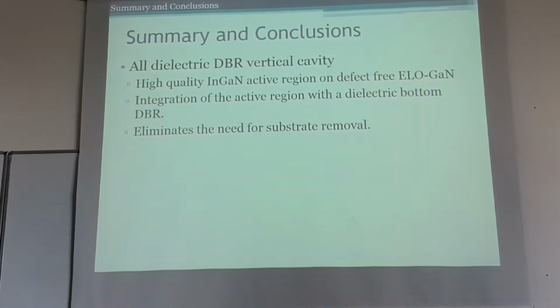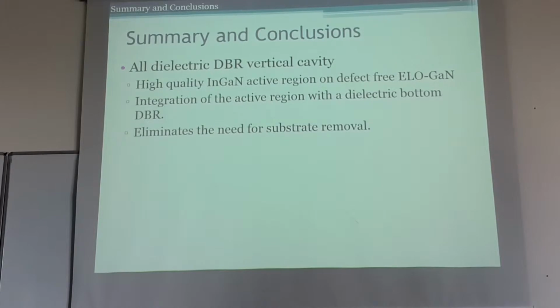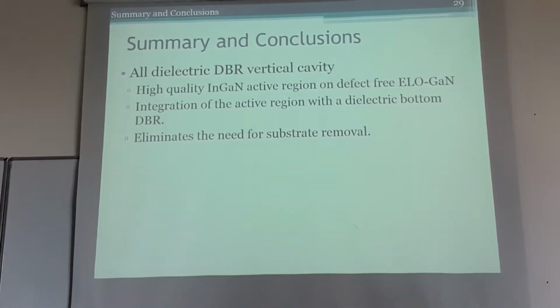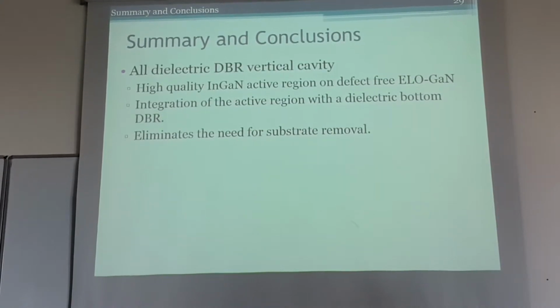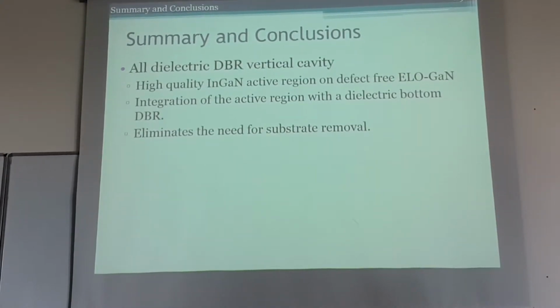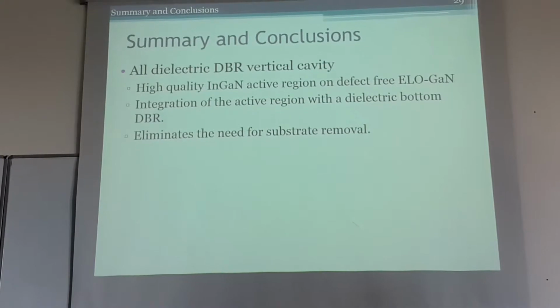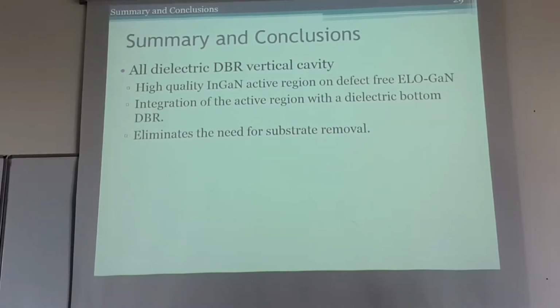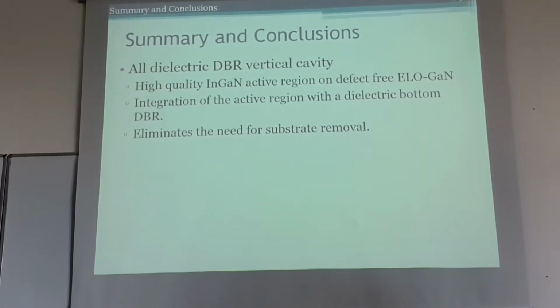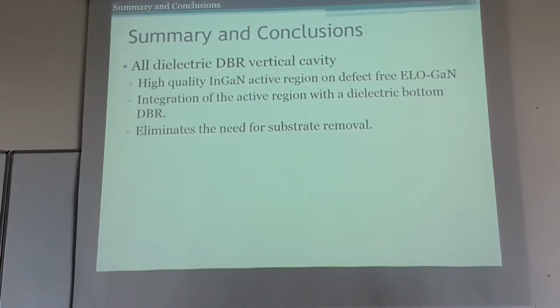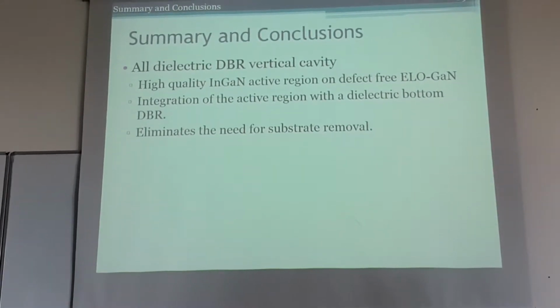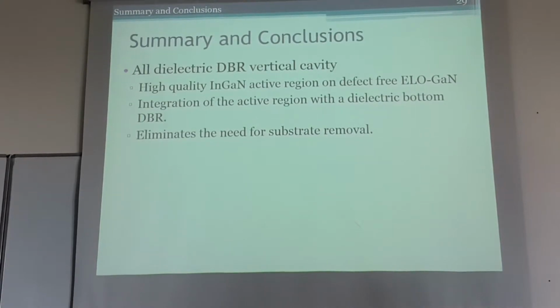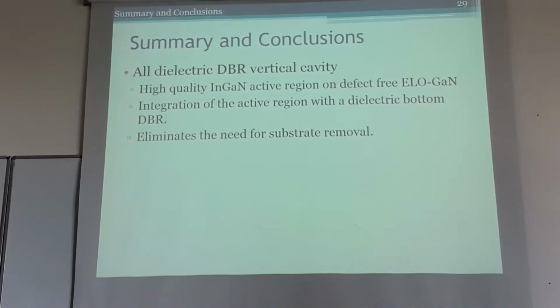If we summarize this section, we can say that with all-dielectric DBRs, meaning both bottom and top dielectric distributed Bragg reflectors, in the vertical cavity, we reach high quality InGaN active regions, since we have a defect-free gallium nitride substrate. Also, we integrate the bottom dielectric DBR into the vertical cavity structures, which helps us eliminate the need for substrate removal.